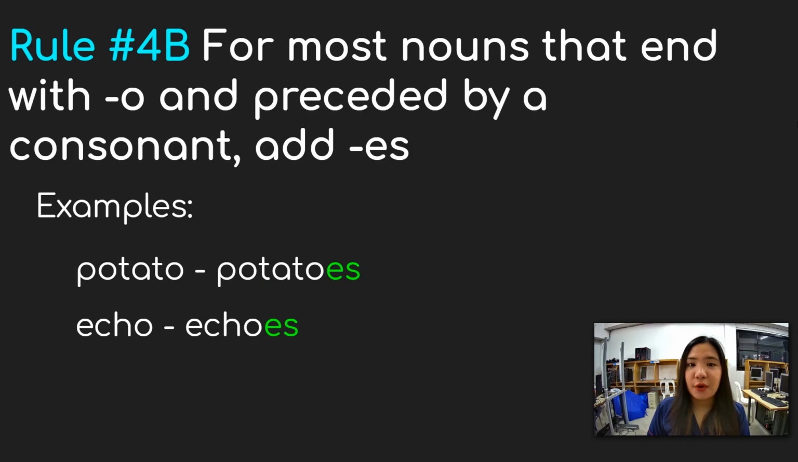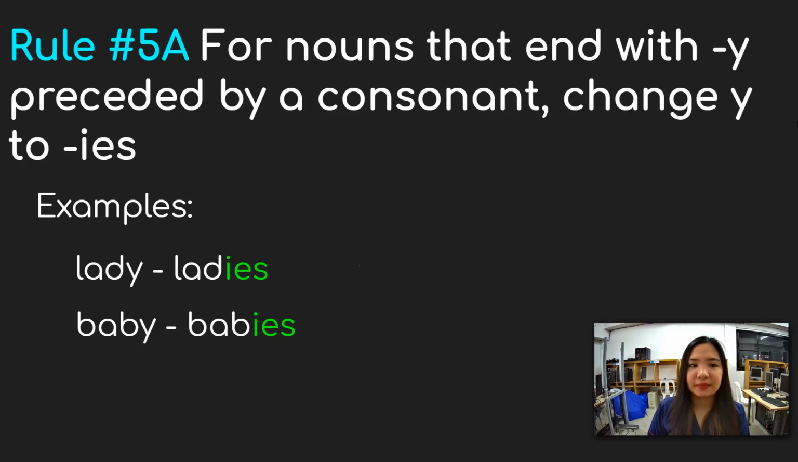And for our rule number 4B, it says, for most nouns that end with letter O and preceded by a consonant, we are going to add ES. It means that before the letter O, we have a consonant. For example, potato to potatoes. Before letter O, we have letter T. And letter T is an example of a consonant. That is why we are going to add ES at the end. Another example is echo to echoes. Again, before the letter O, we have letter H.